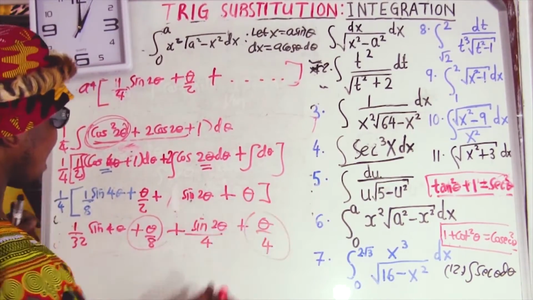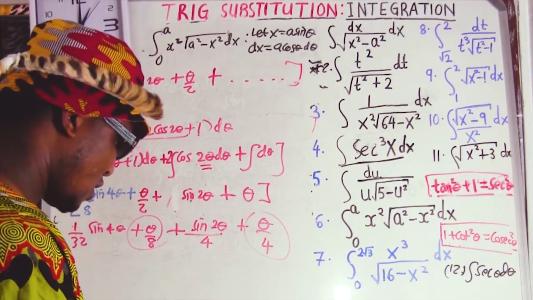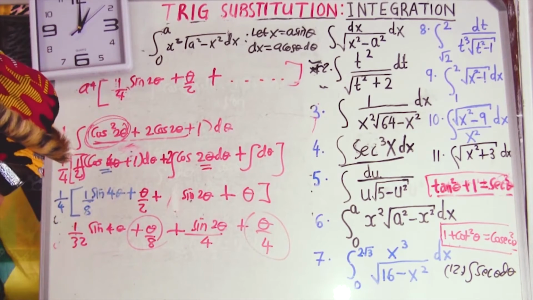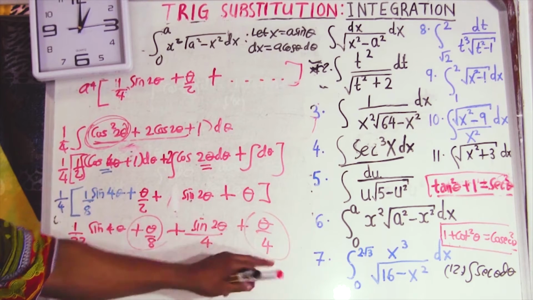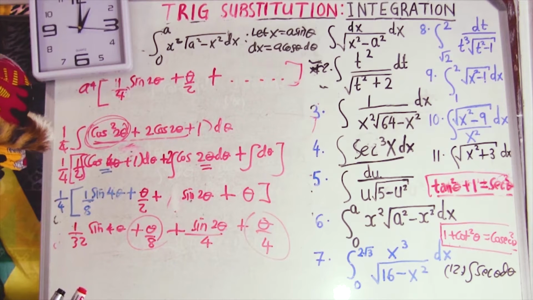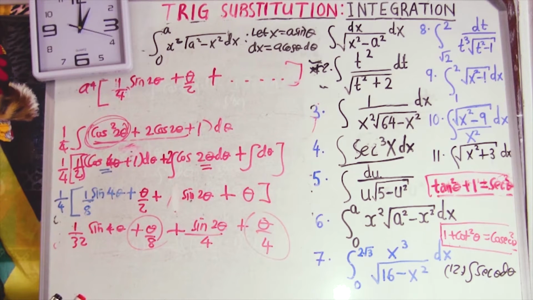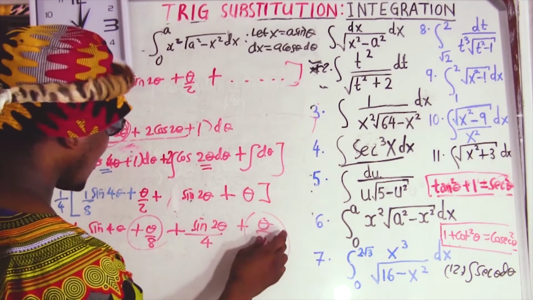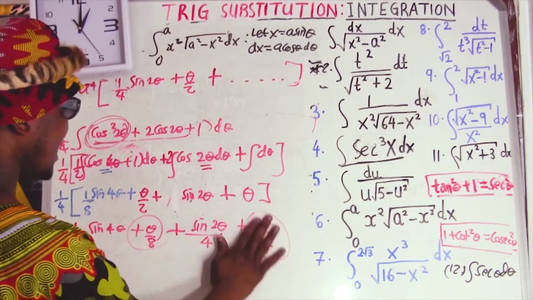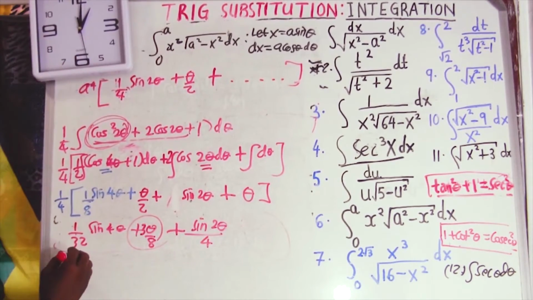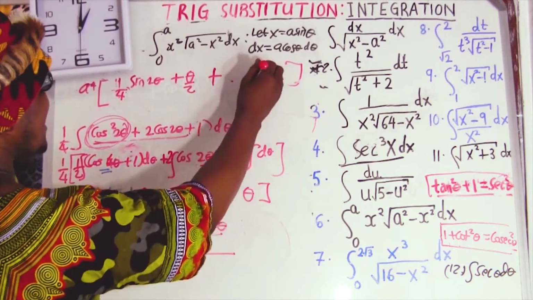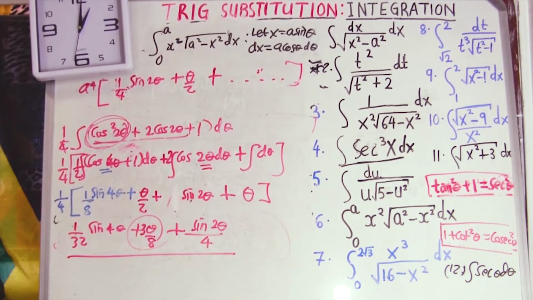So this and this we can add together. If we add together, you can use a calculator. 1 over 8 plus 1 over 8 plus 1 over 4, that is 3 over 8. So this is going to give us 3 over 8. So I can remove this and write 3 over 8. So all this stuff is going to come in here, and the question is going to be almost there.